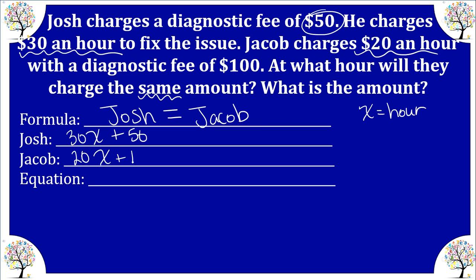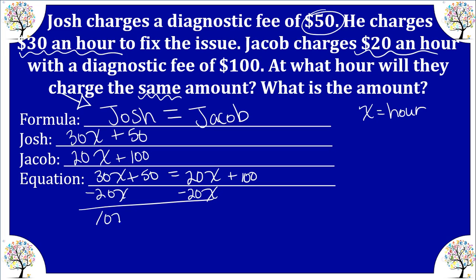$20 an hour with a $100 diagnostic fee. So now use the formula to write your equation. So for Josh, we have 30x plus 50, and Jacob is 20x plus 100. When you have variables on both sides, you need to address the variable before the constant. So don't subtract out 50 or 100. Deal with the variable terms. I like to move the smaller one, so I'm going to subtract out the 20x.